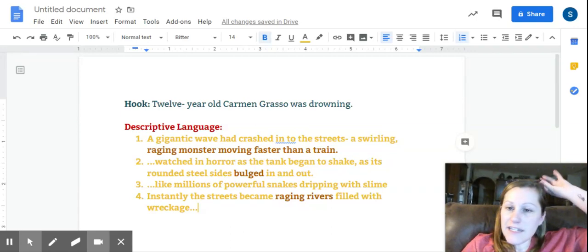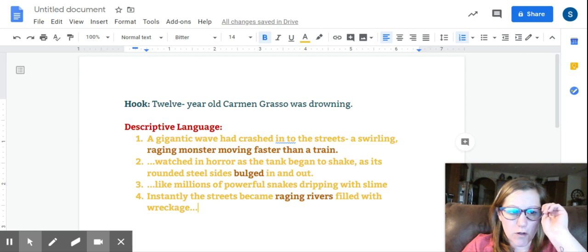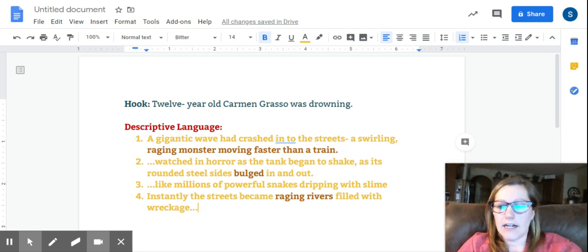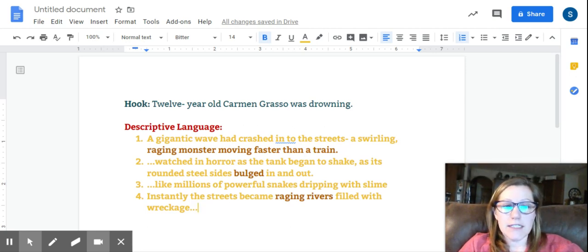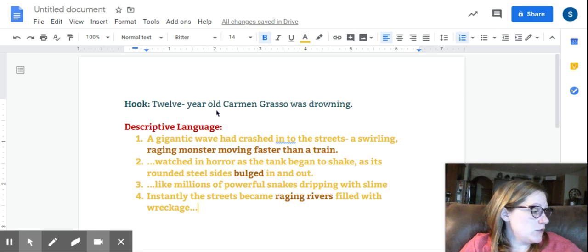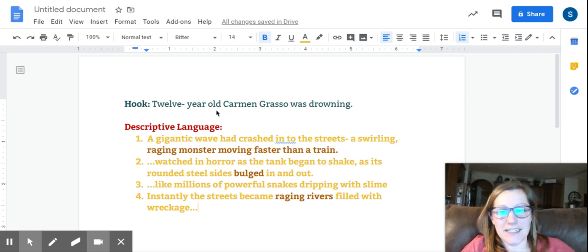Hi, so we're going to take a look at writing our overview or intro to our I Survived COVID-19 writing. And before I begin drafting mine, I wanted to point out to you some of the language that the author of this book uses.